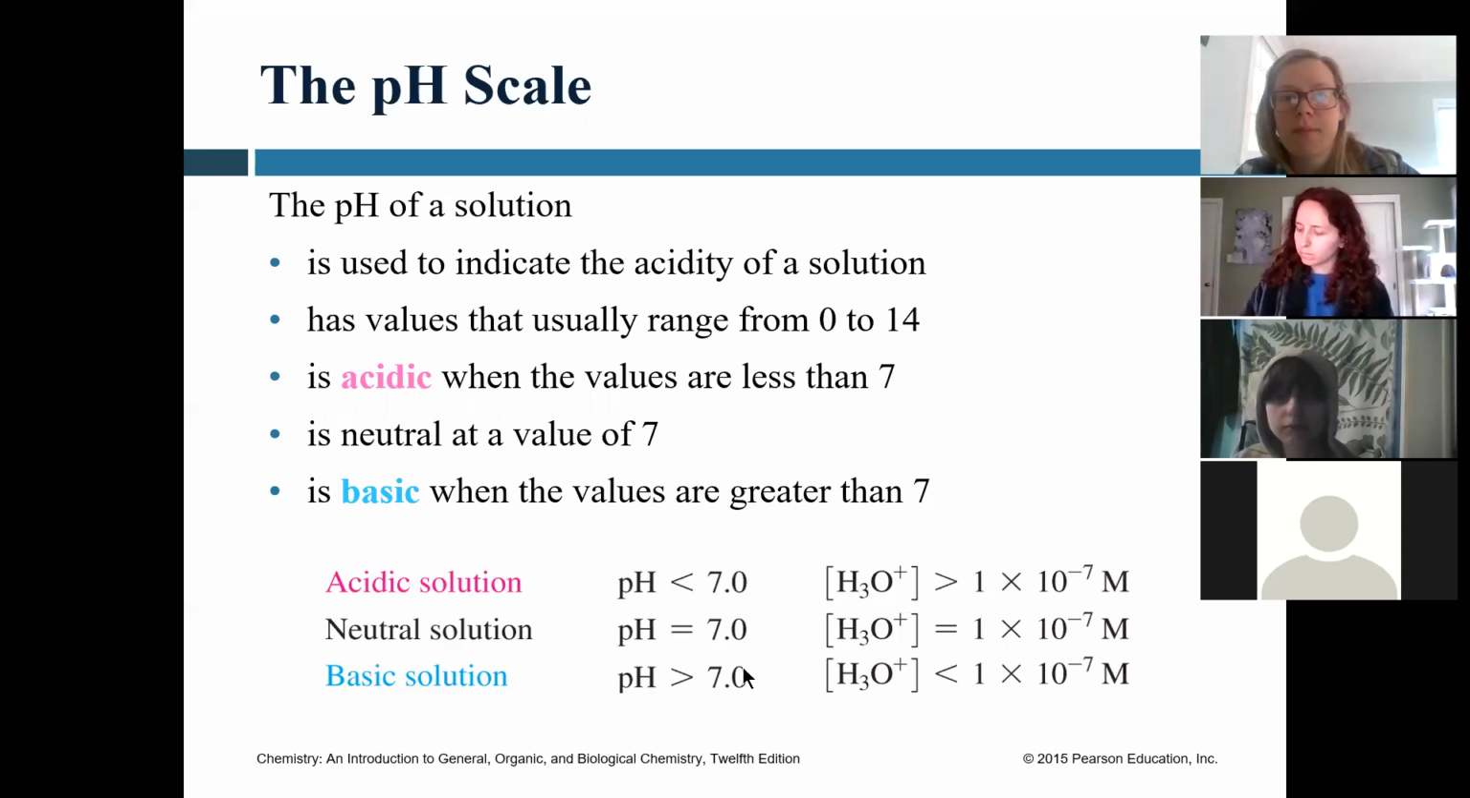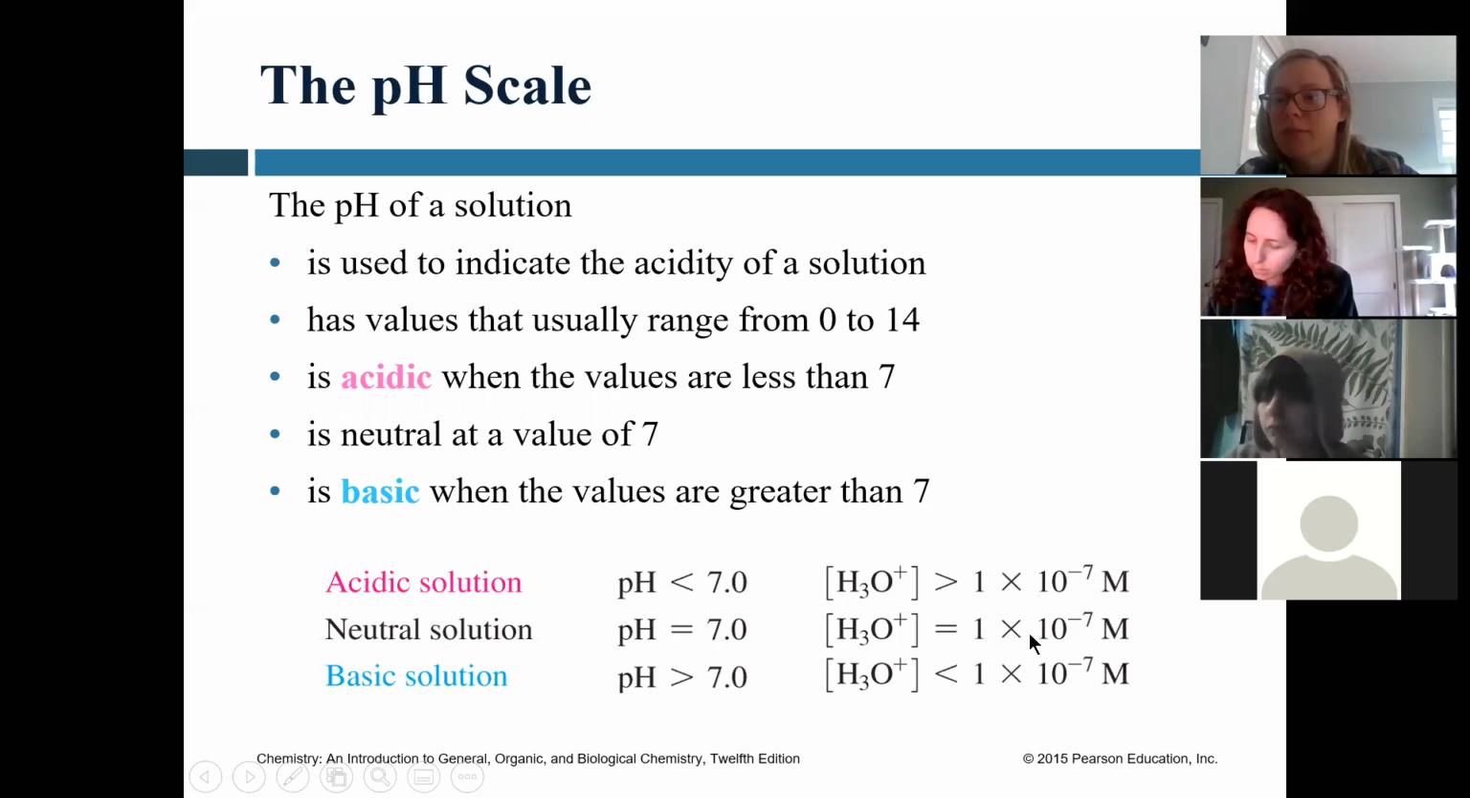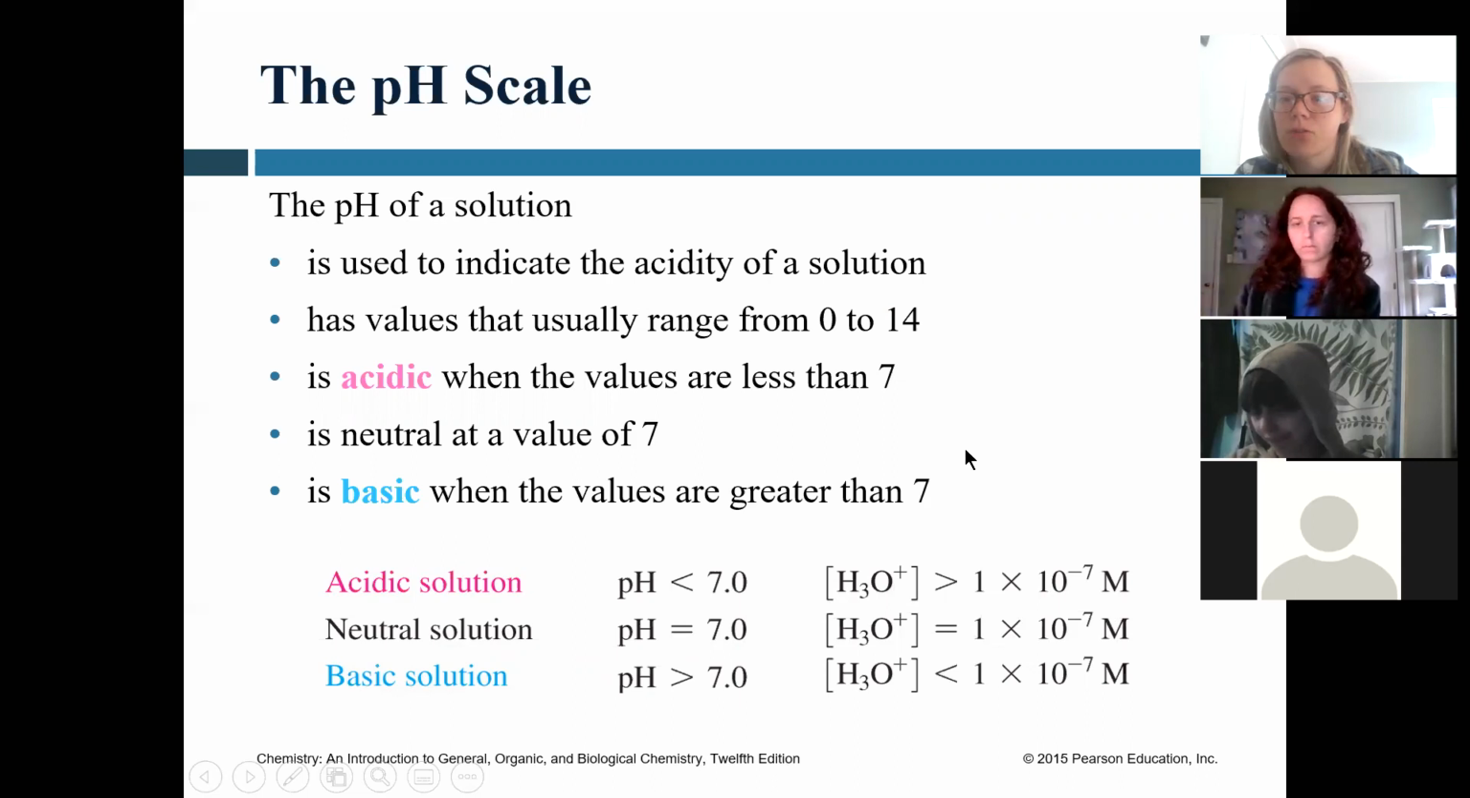Another way to think about that from the previous slides, remember, is that the neutral solution cutoff point is 1 times 10 to the negative 7. If your H3O plus concentration is greater than that, it's acidic. If H3O plus has a lower concentration than that, it is a basic solution.